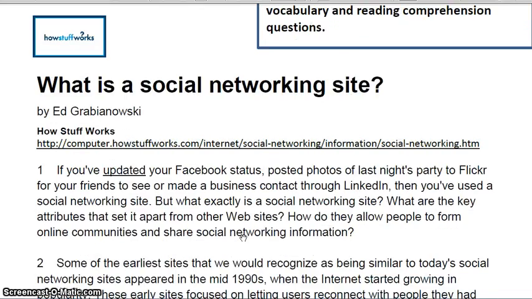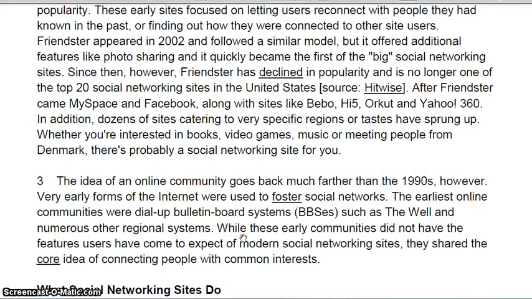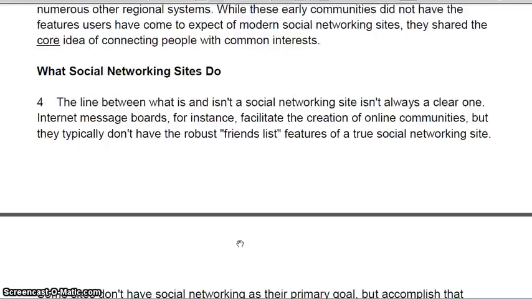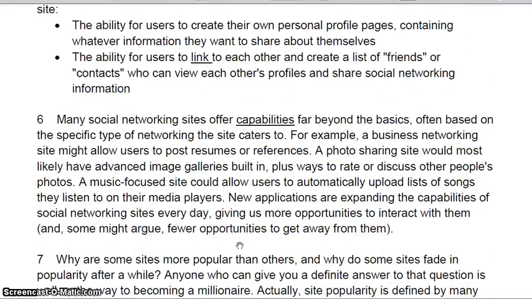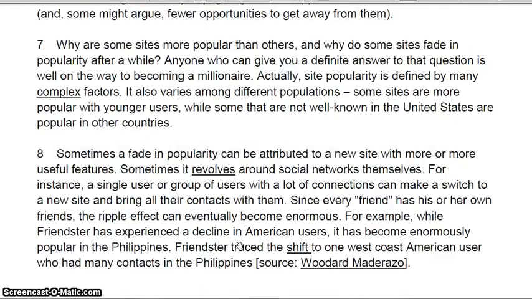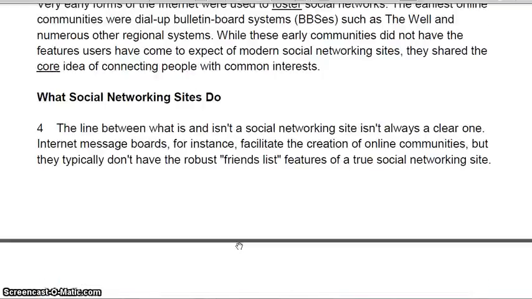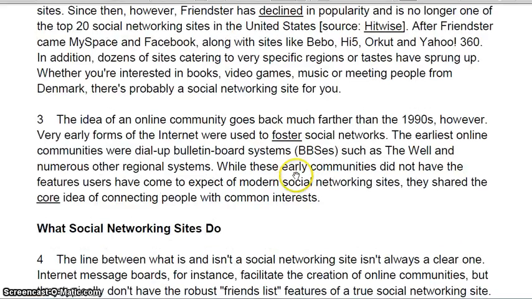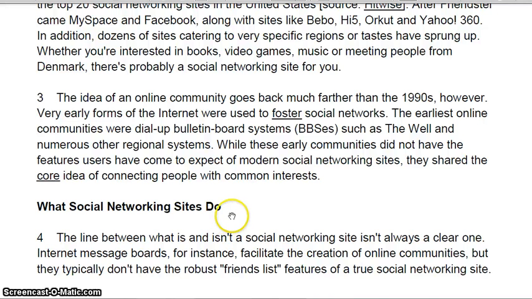Now we begin to scroll and look, and do we have any headings here? Yeah, we do. What social networking sites do. So we know that these paragraphs, 4, 5, 6, 7, 8, are going to tell us about that. So we have two parts of the article. The first part is going to probably tell us what a networking site is, some kind of definition, and the other, what they do, what it is, and what it does. Let's look at another one.